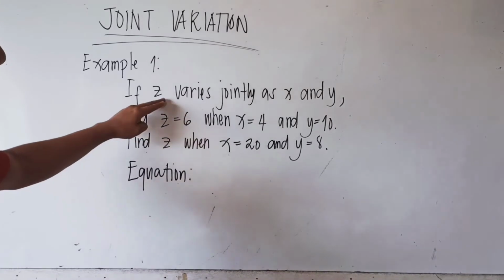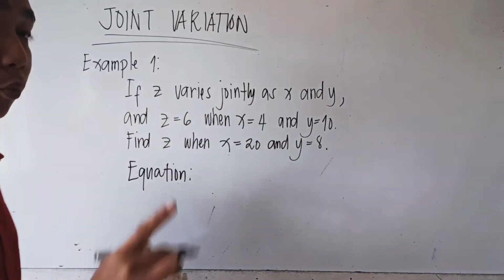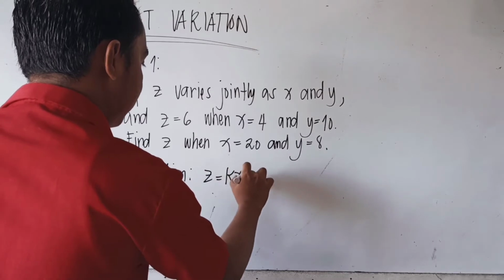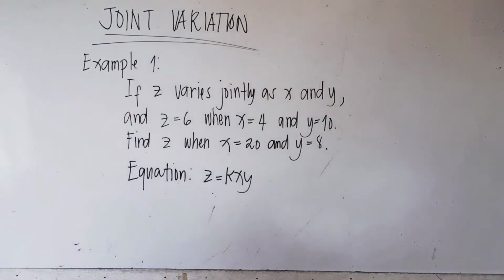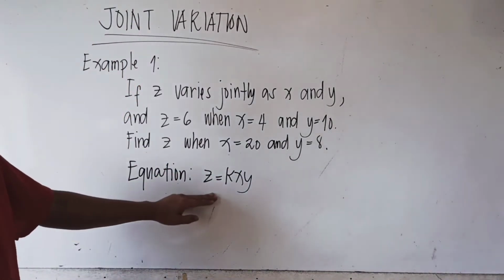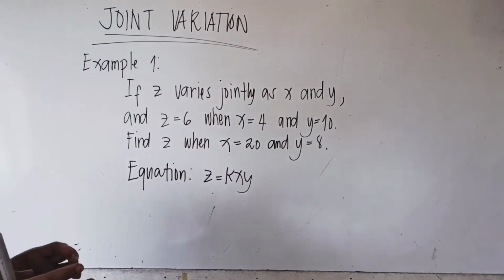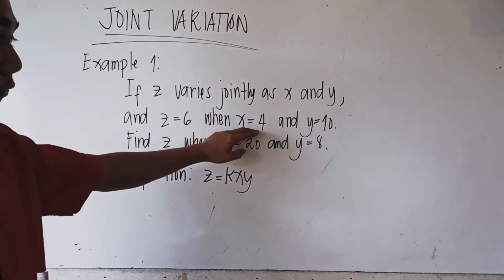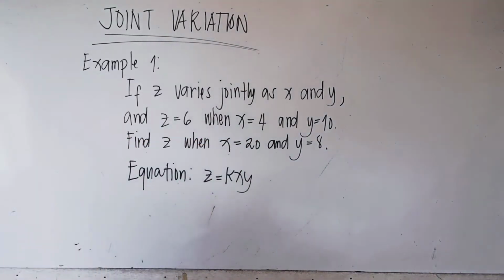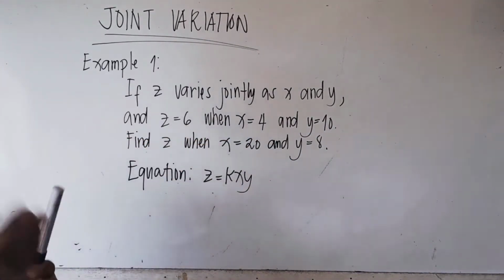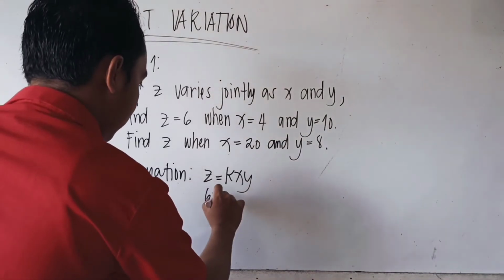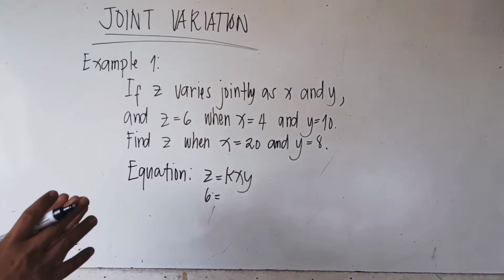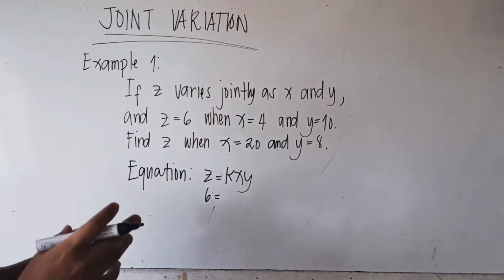So as you can see, z varies jointly as x and y. So that is z equals kxy. Okay? Ito po yung equation natin sa problem na to. Now, substitution. Alam naman natin yung given: z is 6, x is 4, y is 10. So yung z natin is 6, equals, syempre yung k, that is the constant of variation. So, ayun po yung hahanapin muna natin.